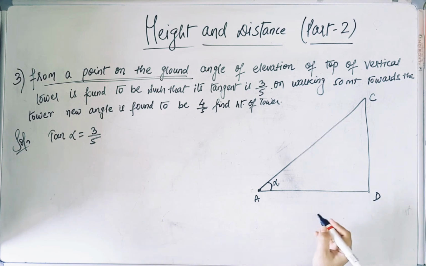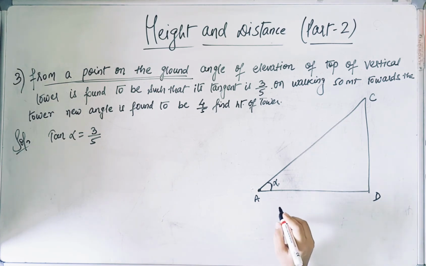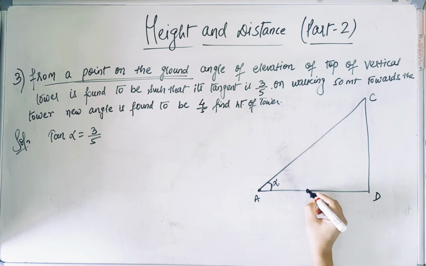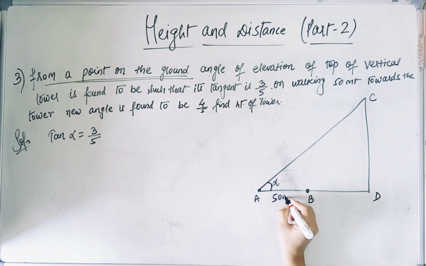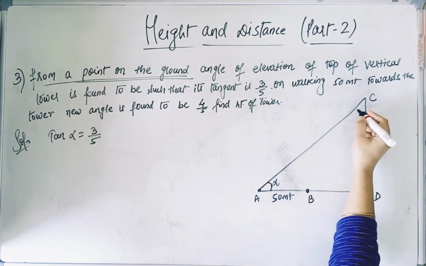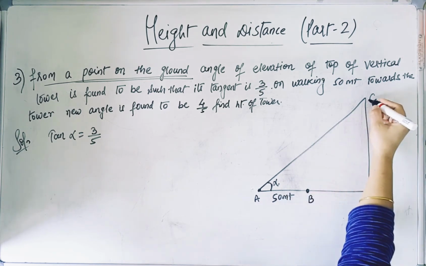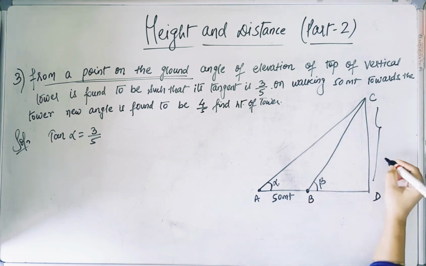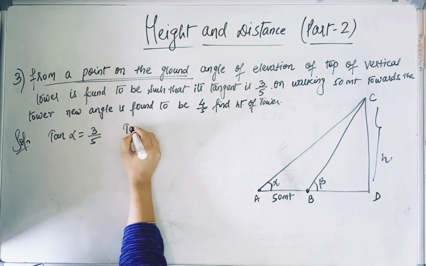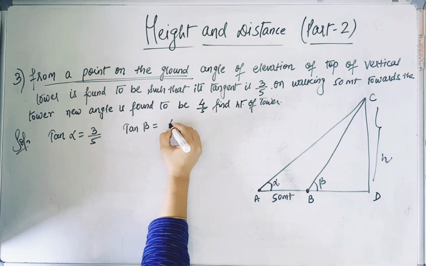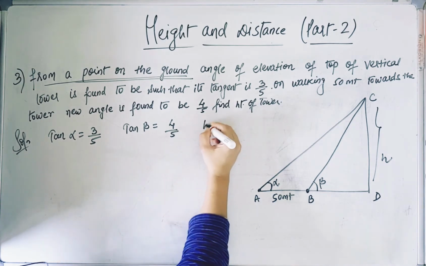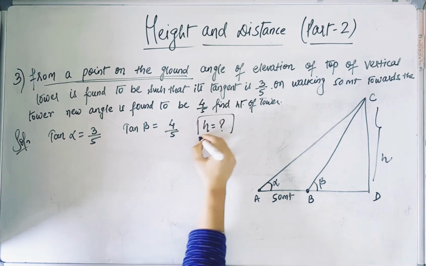On walking 50 meter towards the tower, if we move 50 meter towards the tower, let's suppose this point is B, this is 50 meter, the tangent of the angle becomes 4 by 5. So I'll suppose this angle to be beta and this height is h. So tan beta is 4 by 5. Now what we have to calculate? We have to calculate the height.